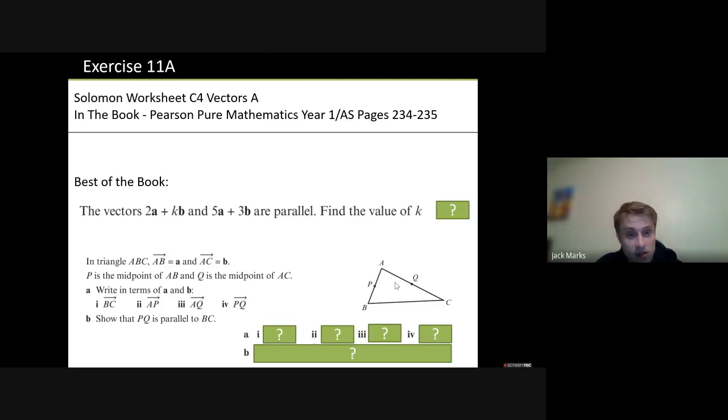So there are some questions on Solomon worksheet here to practice this idea, and some of the more interesting or more unique questions are taken here from the book.